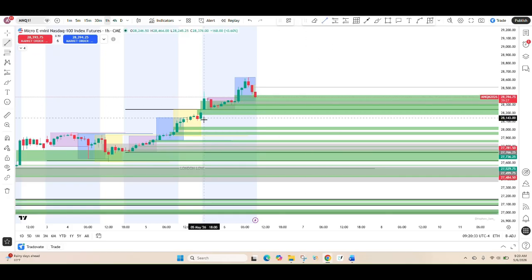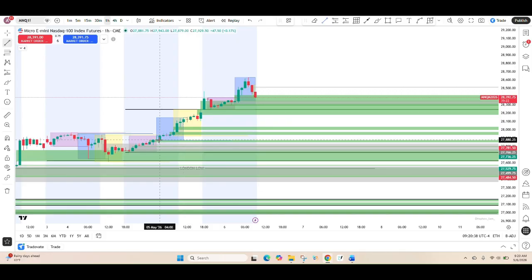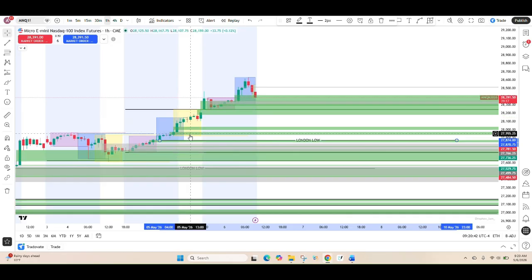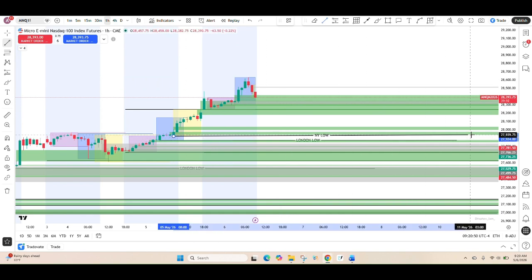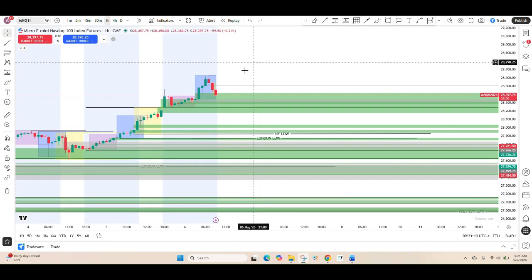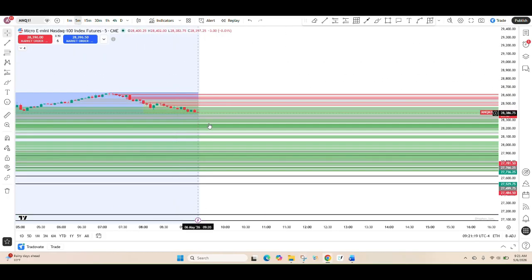So the low is London. London low, I can mark that out. London high was already taken out. Yesterday's New York low can get marked out. And the high is marked out already. Okay, and then we're going to do the London low. London high already taken out. New York is now in session, so dropping down to the 5-minute.